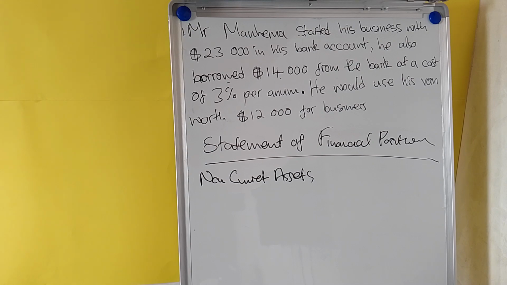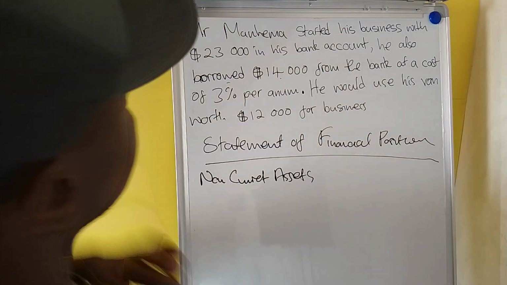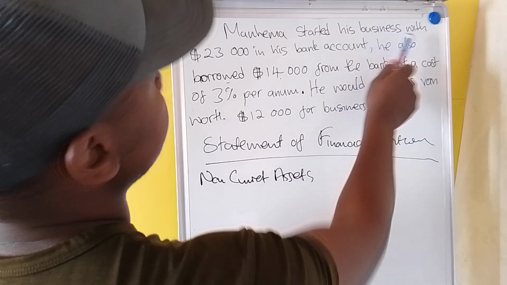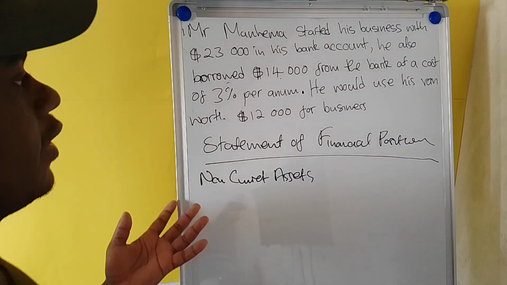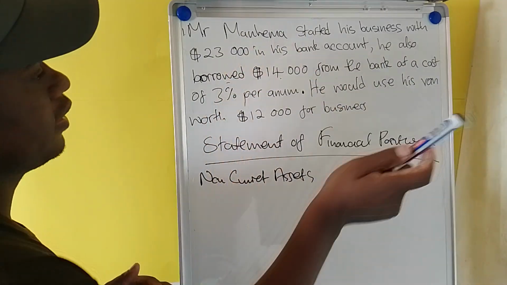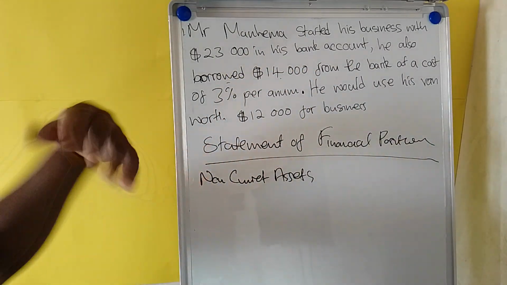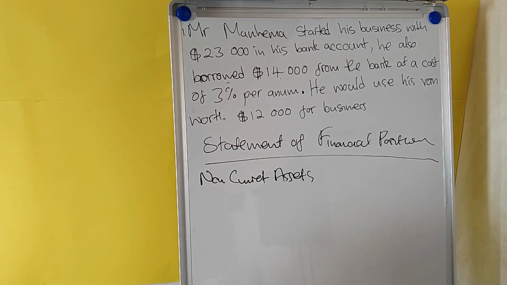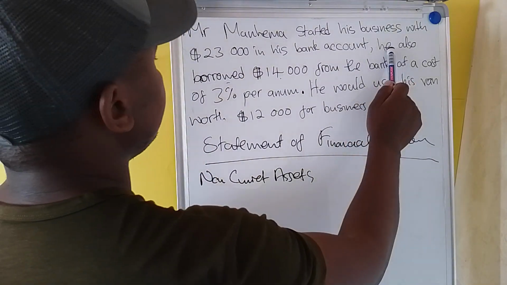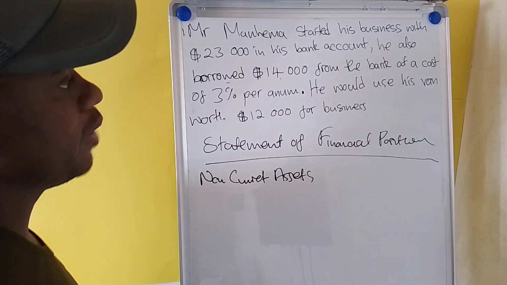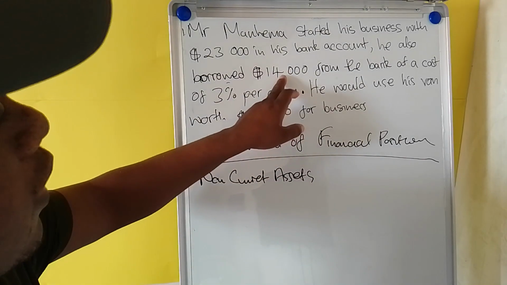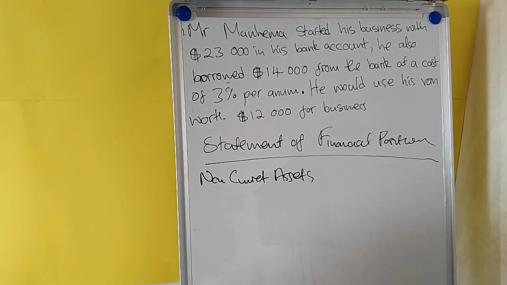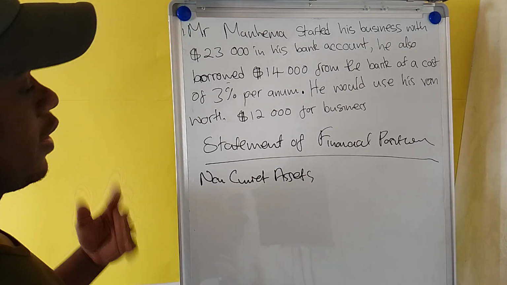The first component will be the non-current assets. Let's look at the first statement. Mr. Manema started his business with 23,000 in his bank account. There is no non-current asset there. The money was put into the bank, which is a current asset, and the other money goes to capital. Okay, let's look at the second statement. He also borrowed 14,000 from the bank at the cost of 3%. 14,000 goes into this bank account and the other 14,000 goes to the loan. There is no non-current assets.